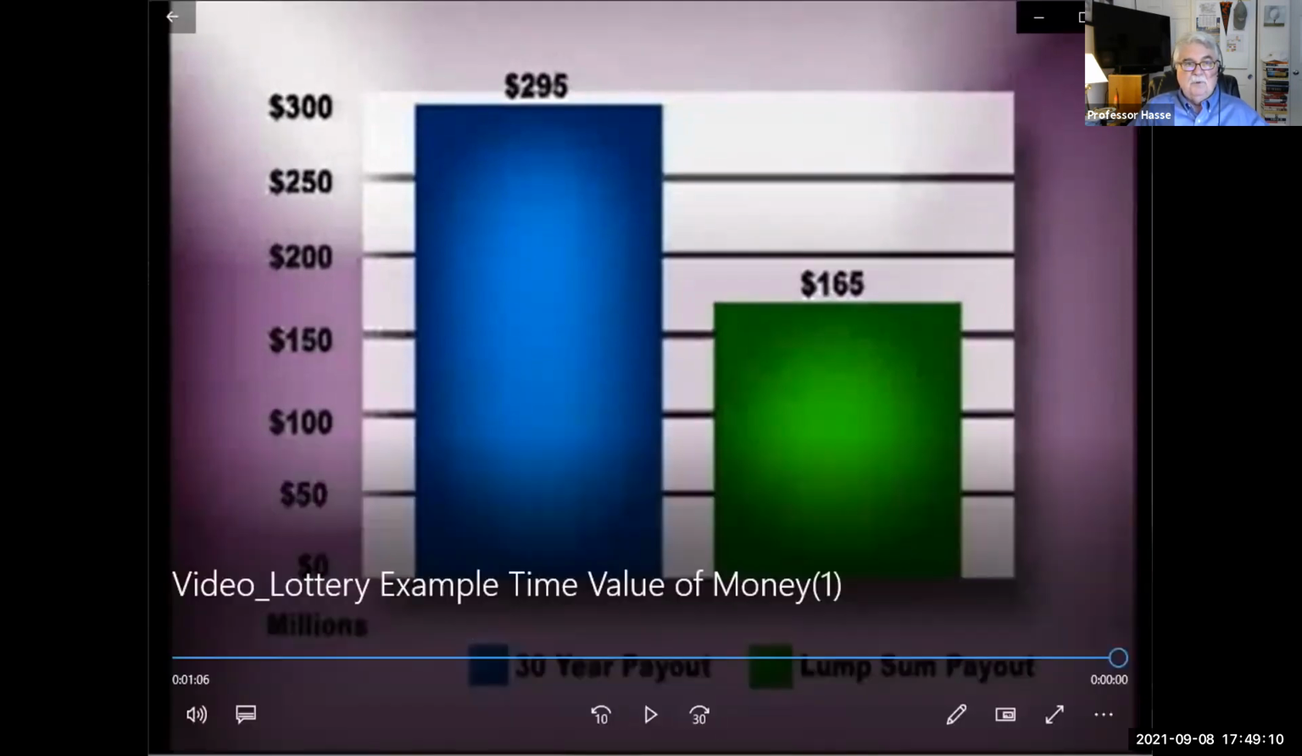What this mumbo jumbo means is that if I decide to win the lottery, and none of you have ever won the lottery, you have the option. You can take a lump sum payment or payments over time. The lump sum payment is the present value of that lottery winning. That's a perfect example: if the future value is $295 million, the present value is $165 million.